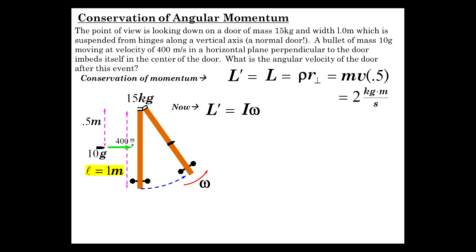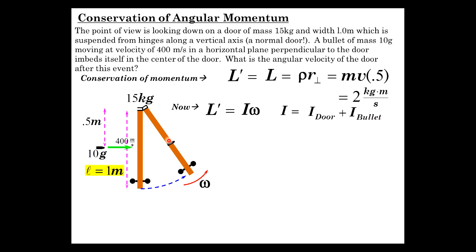Well, so L prime is I omega. So we're just going to solve for omega. So first of all, let's get I. I is the moment of inertia of a door pivoted from one end, plus the moment of inertia of the bullet pivoted from that same point. So the bullet's a point object, but it's not very massive. So here it is, embedded in there.